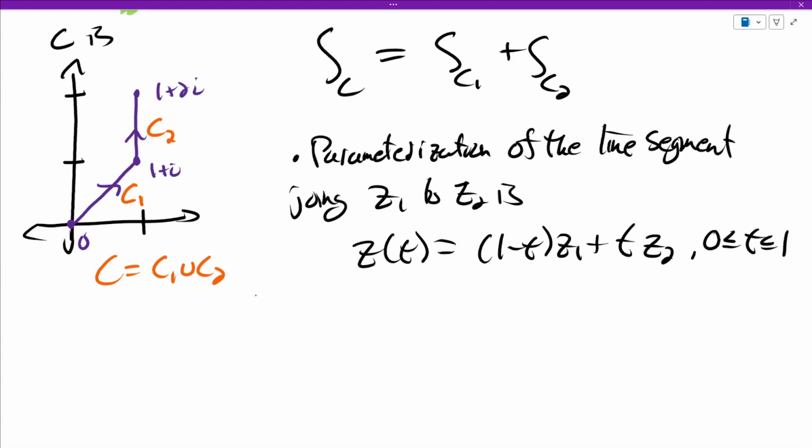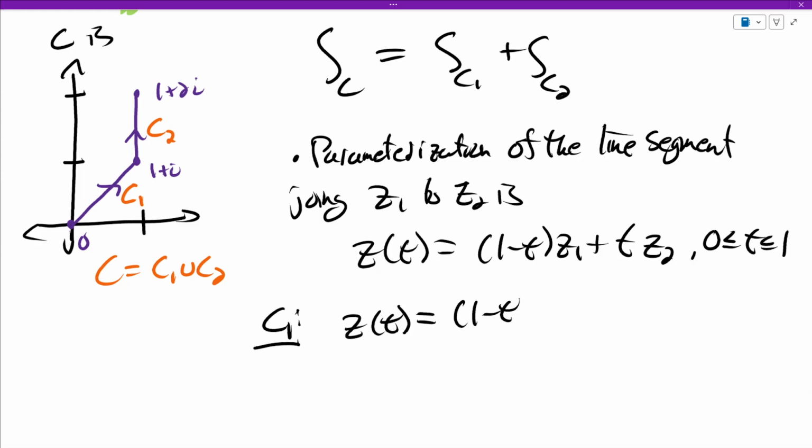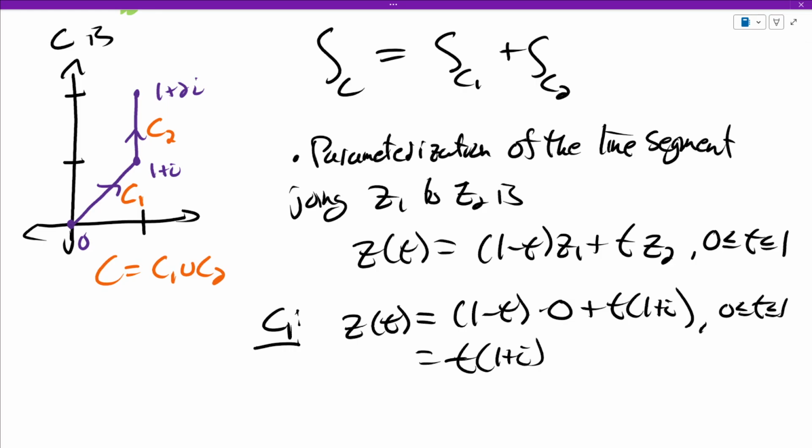Okay, so for C1, we're going to parameterize from 0 to 1 plus i. So our starting point is 0. Our ending point is 1 plus i. And that's on the interval from 0 to 1. The 0 goes away, and we just have t times (1 plus i), 0 less than or equal to t less than or equal to 1. Let's actually multiply that in. That's t plus ti, 0 less than or equal to t less than or equal to 1.